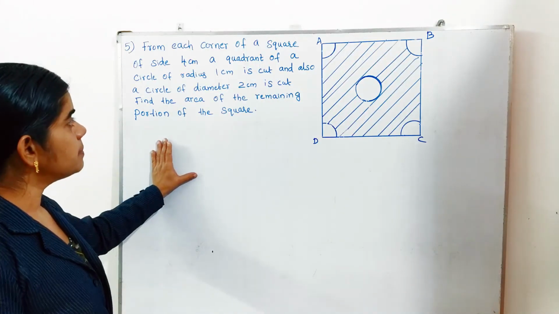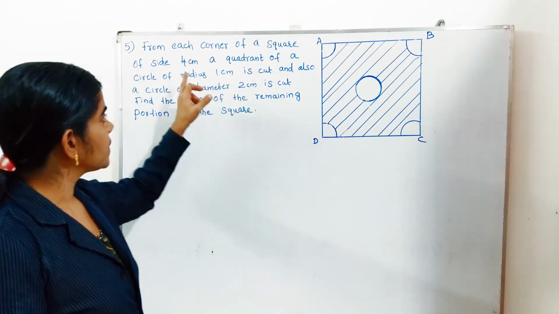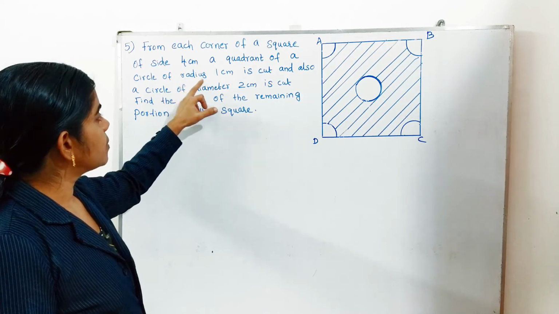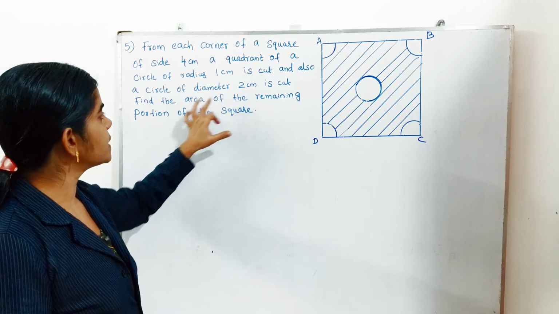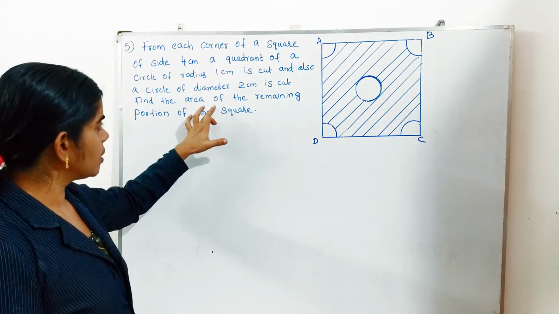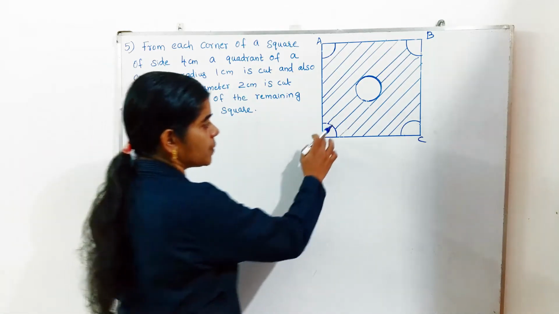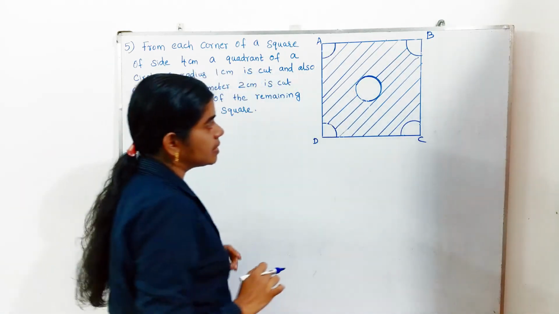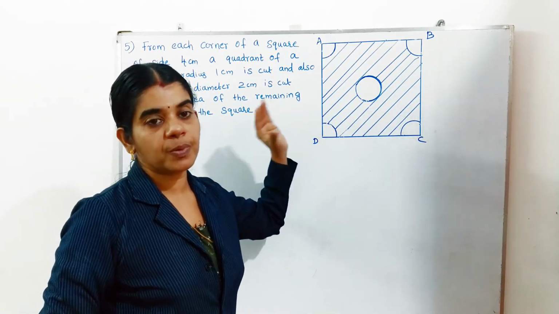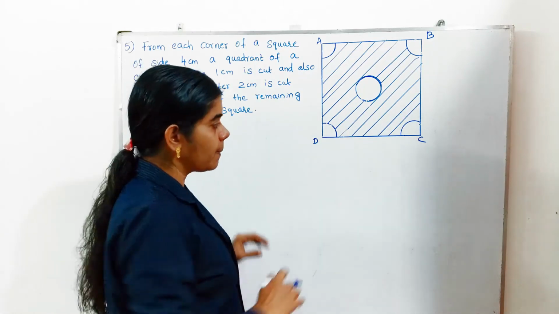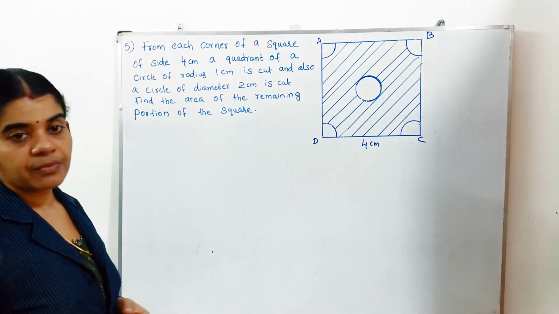Next question, from each corner of a square of side 4 centimeter. This is a square. A quadrant of a circle of radius 1 centimeter is cut and also a circle of diameter 2 centimeter is cut. Find the area of the remaining portion of the square. That means 4 quadrants we cut and one circle also cut. The remaining portion's area you want to find out. The square's side is 4 centimeter. How can we find out?